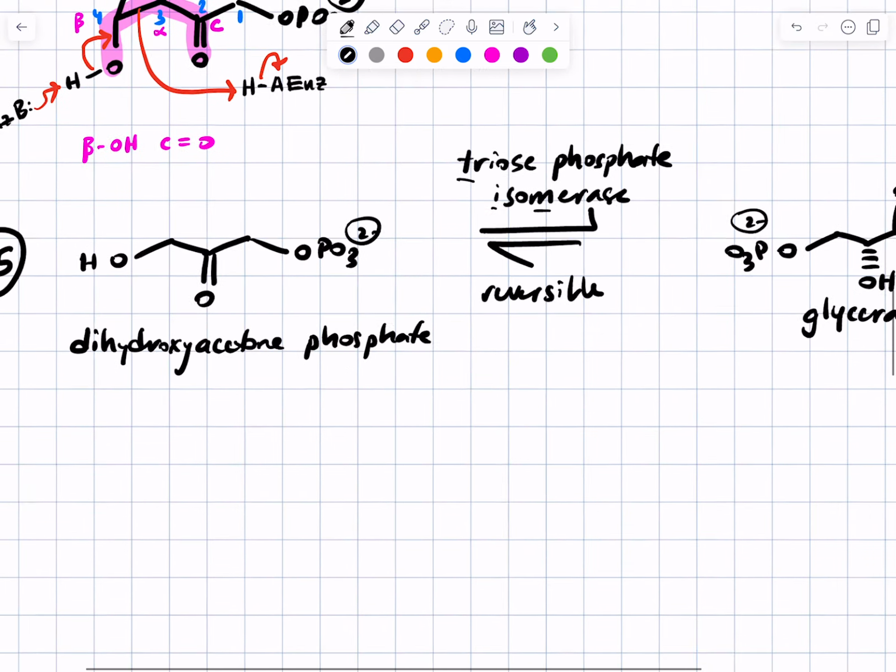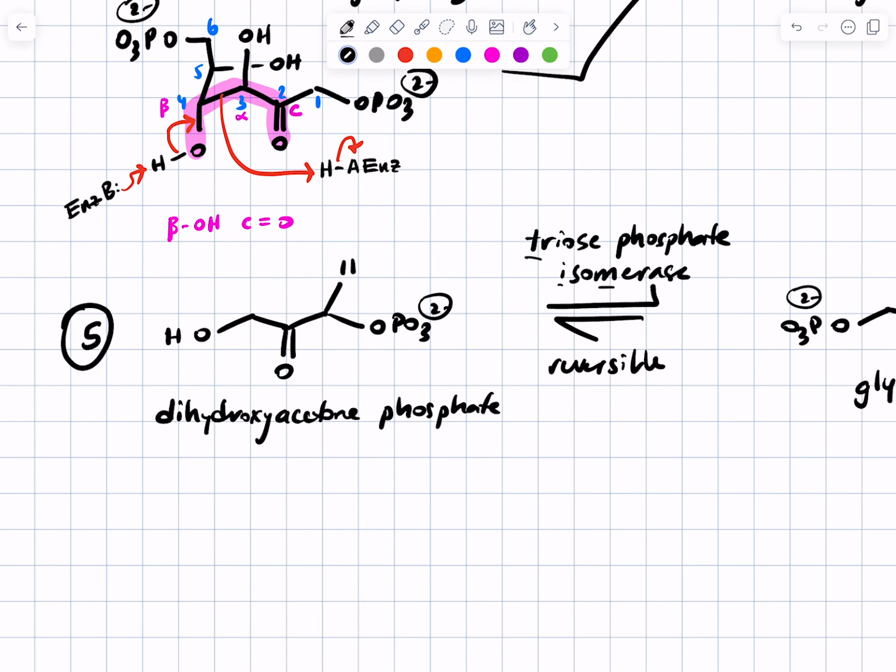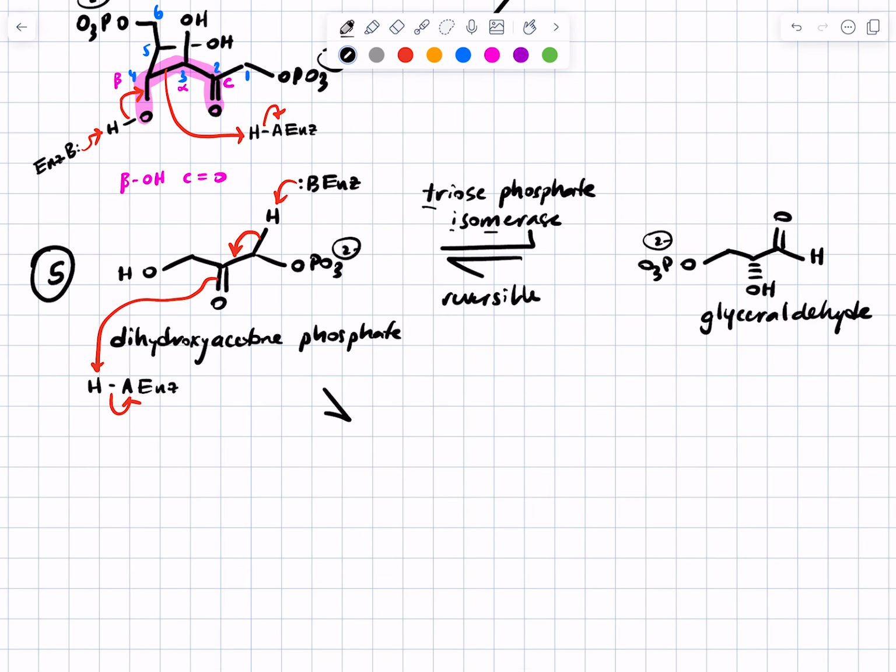And it's going to happen via an enediol intermediate. So in the same way that we showed before for the interconversion of fructose and glucose, we'll remove this alpha proton and we'll protonate the enolate in the same step. If you actually want to show an enolate intermediate stepwise, that's fine with me. That's going to generate an enediol.